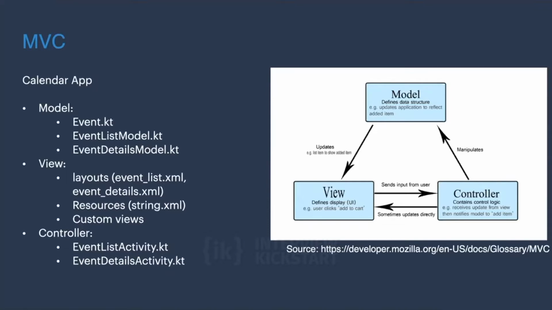Whenever something happens in the view, that's basically happening in the event list activity or the details activity. And if the event list activity needs to start the event details activity, it will start it and tell the model to update the view, and the model will update the view.